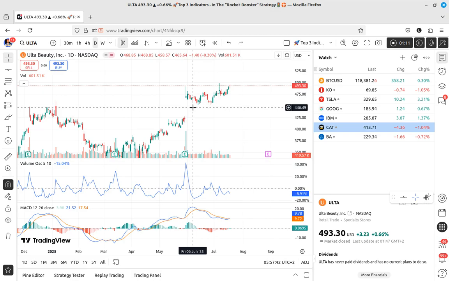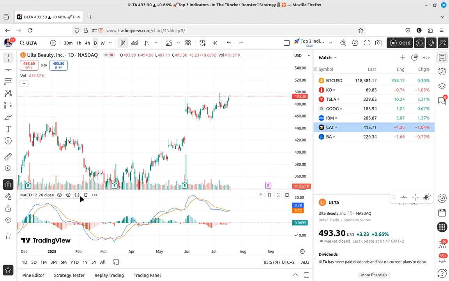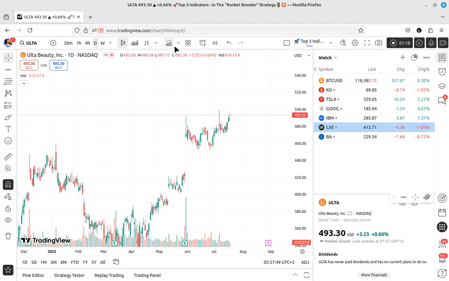So, the rocket booster strategy is very, very easy. I don't want to confuse you, so I'm going to remove this and put it right here. All right.